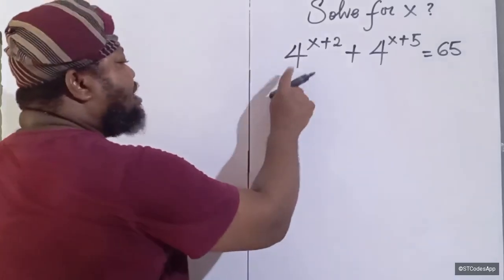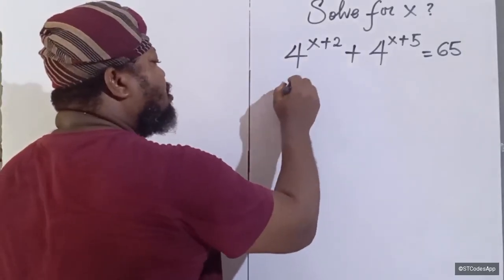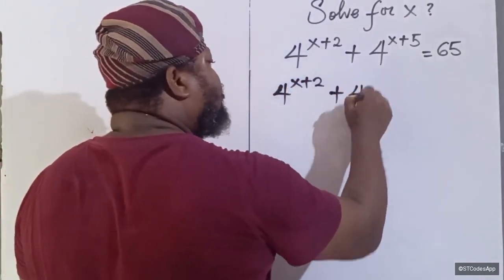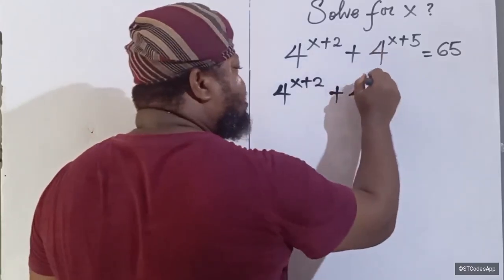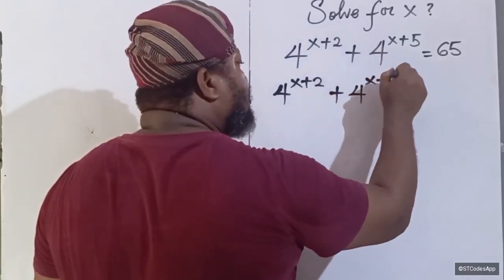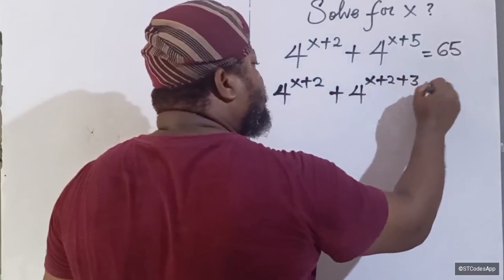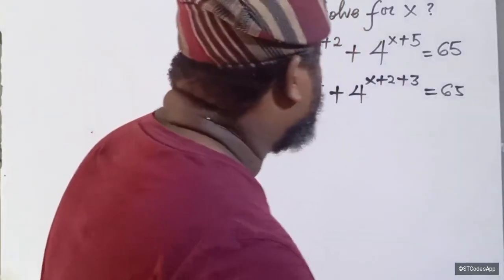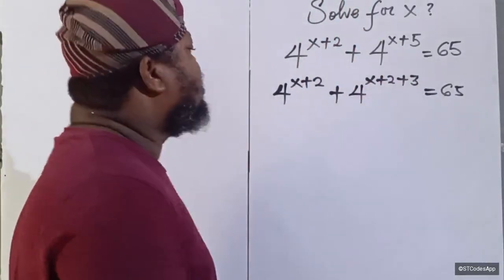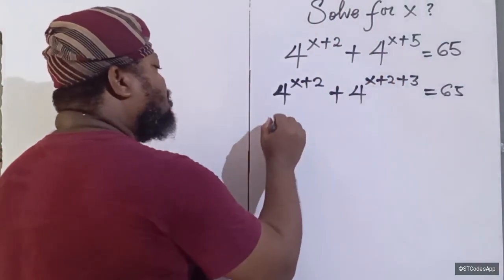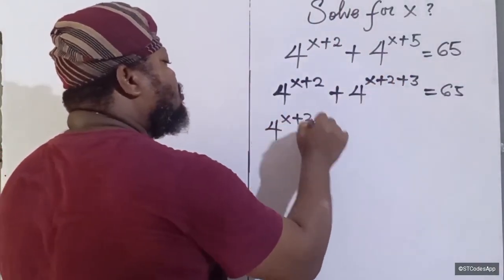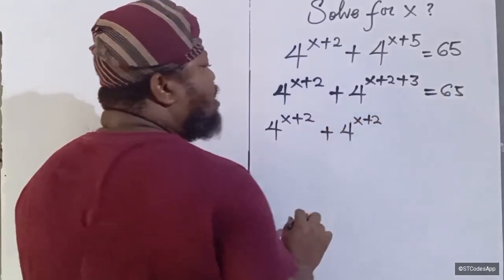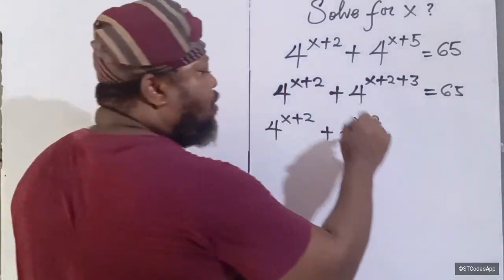So this is 4 to the power of x plus 2, then add 4 to the power of x plus 2 and add 3 is equal to 65. You see that now? Because 3 plus 2 is still 5. Get that? So I have 4 to the power of x plus 2, add 4 to the power of x plus 2 again.